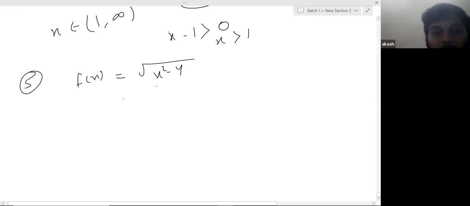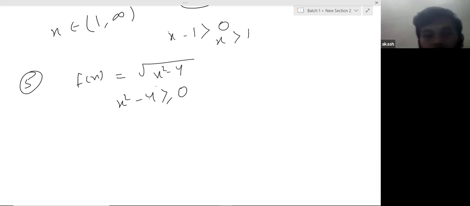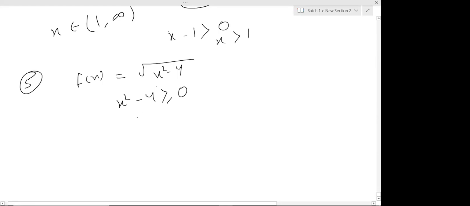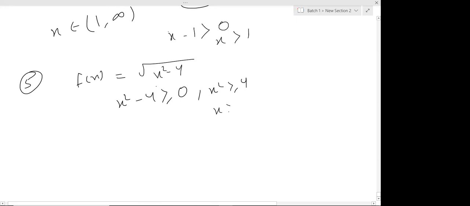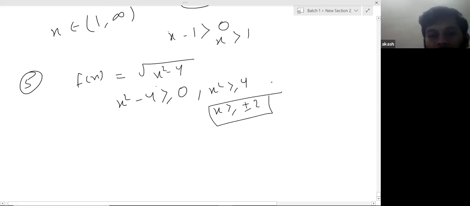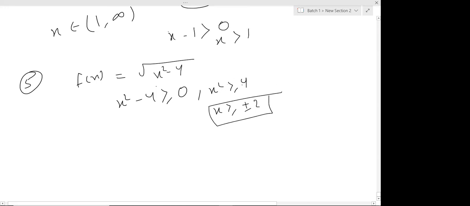What are the steps to follow here? x square minus 4 greater than or equal to 0. How to solve this? Gautam, how to solve this? Sir, x square greater than or equal to 4. And x greater than or equal to plus or minus 2. Is this your answer? Yes, sir. No, this is not the answer.